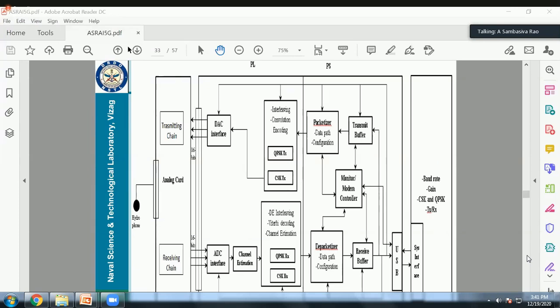I need a routing. Routing will be required, because routing protocols will be required. Network layer protocols will be required. Those things I can program in the PS, the processing system. In the processing system there is a multi-core. In a single IC, two ARM A9 processors are there. So this is a multi-core system.